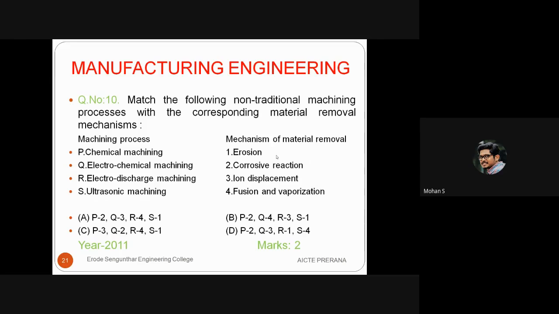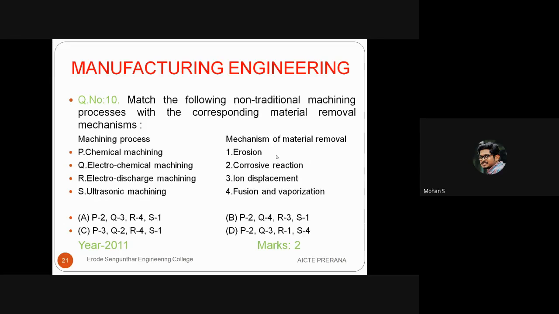Then coming to option C, chemical machining is matched with ion displacement. Electrochemical machining is matched with corrosive reaction, electro-discharge machining with fusion and vaporization, and ultrasonic machining with erosion. Then let us move on to option D. Chemical machining is matched with corrosive reaction, electrochemical machining with ion displacement, electro-discharge machining with erosion, and finally ultrasonic machining with fusion and vaporization.